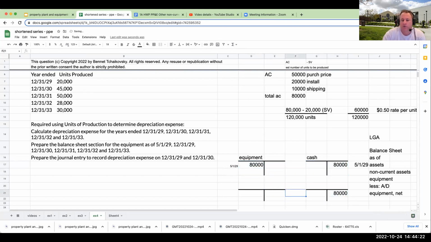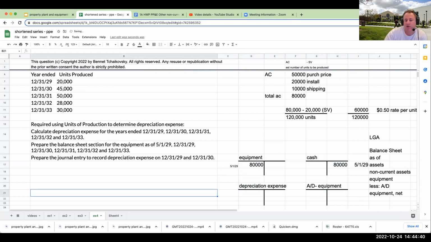Well, every year we have to go through and say, all right, how long? Actually, with this one, it doesn't matter how long, it's how many units did I produce. So I'm going to record depreciation expense, and then I'm going to be crediting accumulated depreciation on equipment.